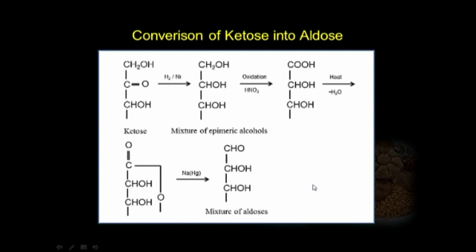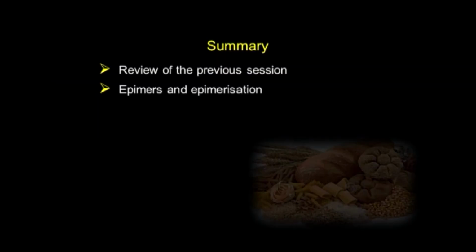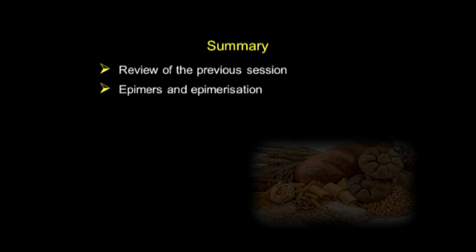Now let us revise what we have done today. After reviewing the work of the previous session, we discussed what epimers are and the process of epimerization. I will briefly repeat that epimers are those isomers of aldoses or ketoses which differ in their configuration at any one of the carbon atoms. We specify the number of that carbon atom, and if they differ in their configuration at carbon number 2 in case of aldoses, then they are simply called epimers.